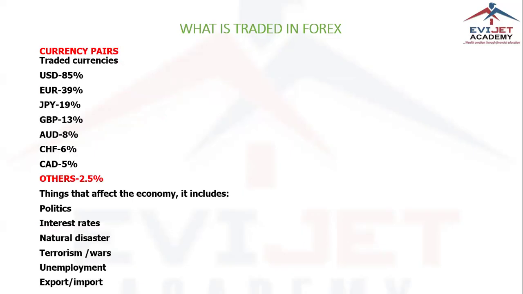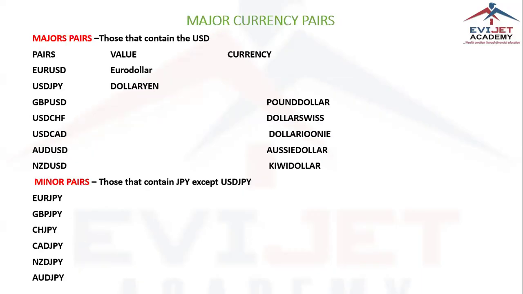Now, let's look at the currency pairs. We have major pairs. Now, what are major pairs? Major pairs is a major currency paired with the USD, except the USD JPY.